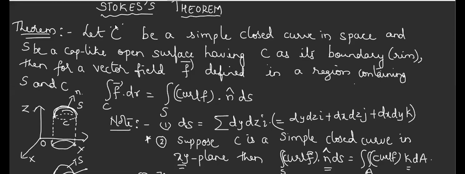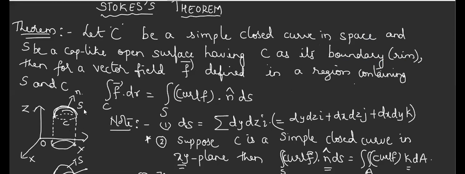So just write down the statement. Stokes' theorem states that let C be a simple closed curve in space, and suppose S is a cap-like open surface having C as its boundary, which is called the rim. Then for a vector field F defined in a region containing S and C.